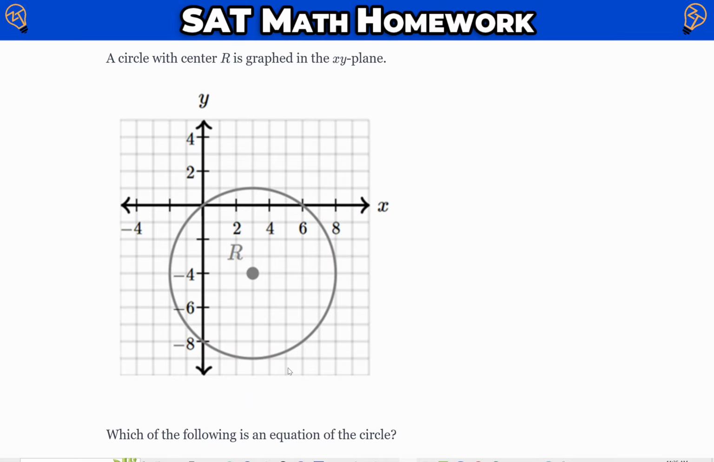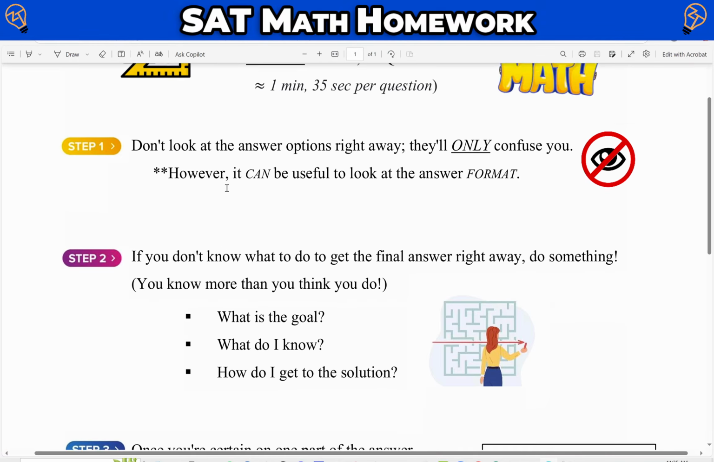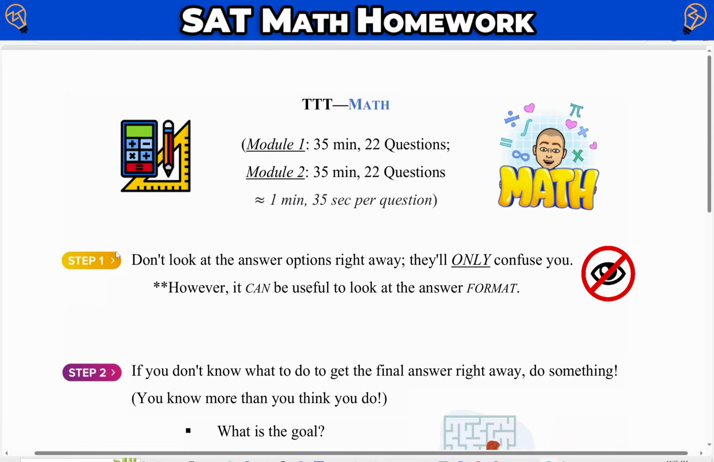This question is asking us to find the equation of the circle. And keep in mind, on our triple T document for the math section, we say don't look at the answer options right away, they'll only confuse you. However, it can be useful to look at the answer format.